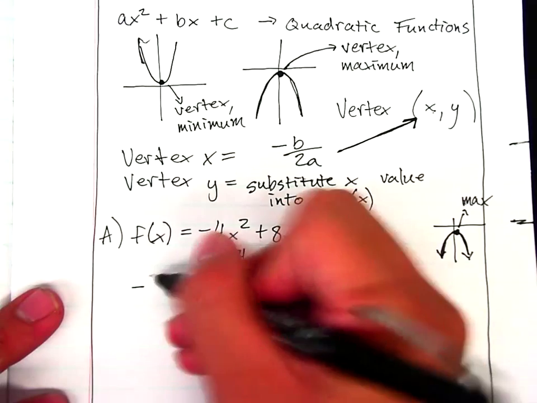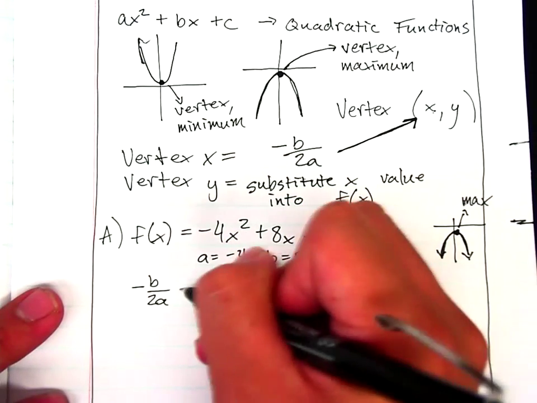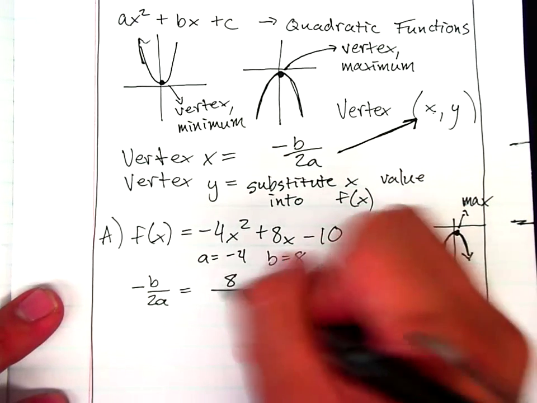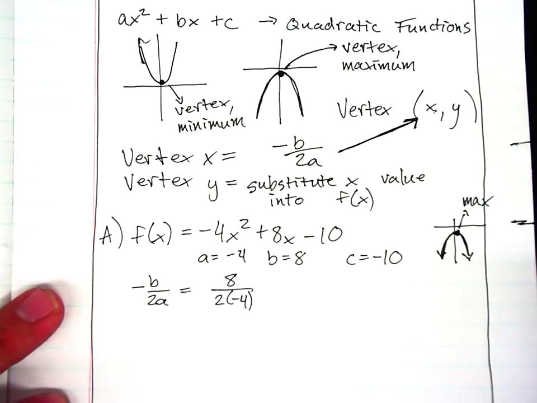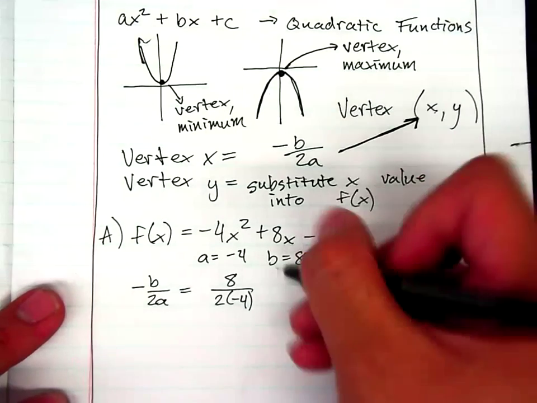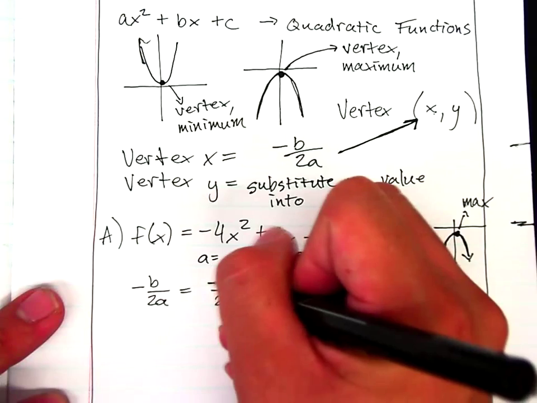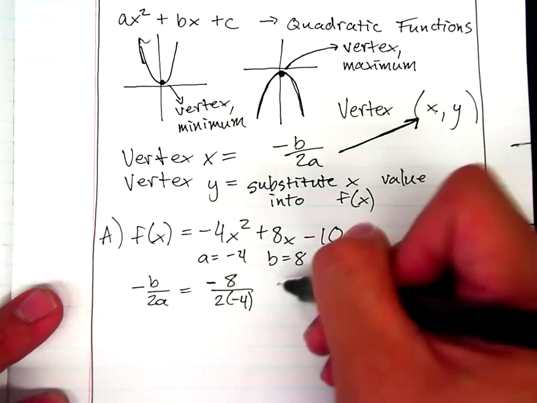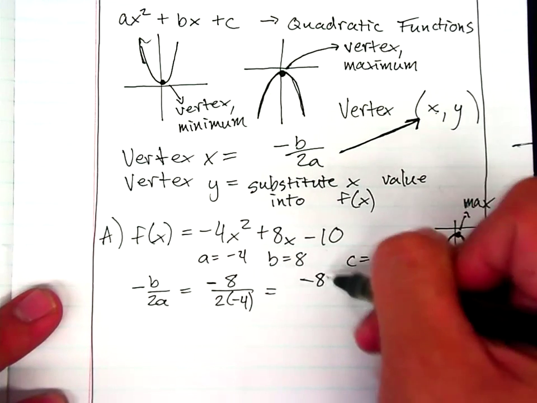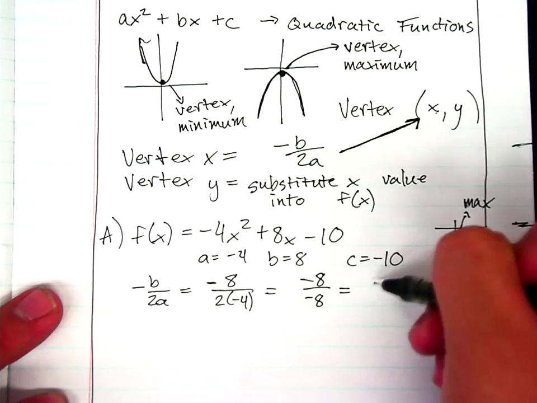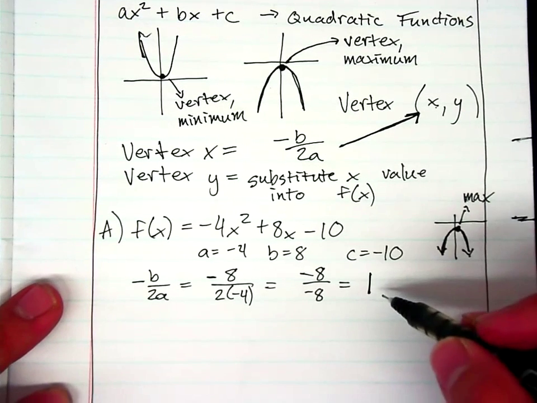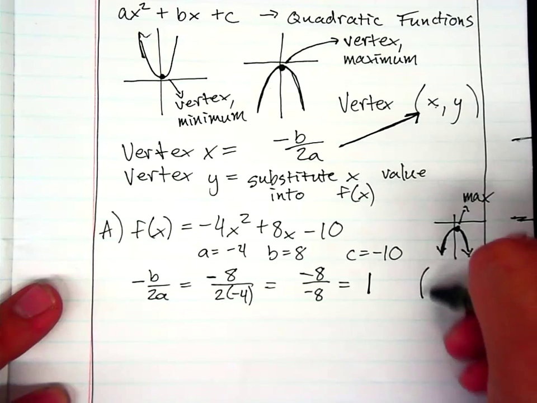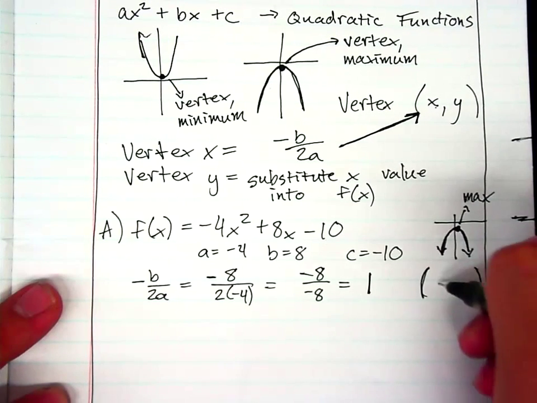Okay? So let's find out what this maximum is. Using my negative b over 2a, I'm going to plug in. I get 8 over 2 times negative 4. Oh, I forgot, don't forget that negative. So negative b over 2a: negative 8 over negative 8. That's going to be positive 1. So our x value for the vertex is going to be positive 1. Maybe I want to write that over here just to remind myself, don't lose it, 1.